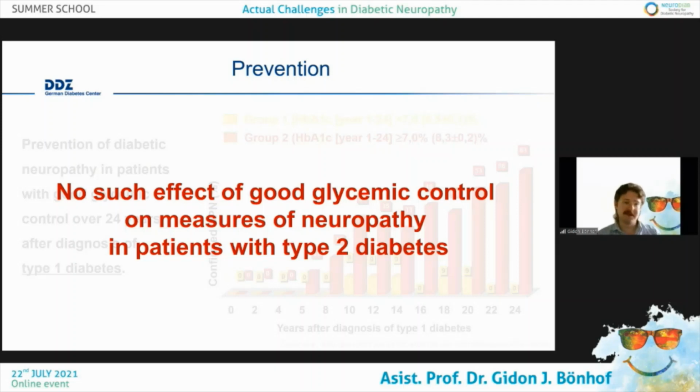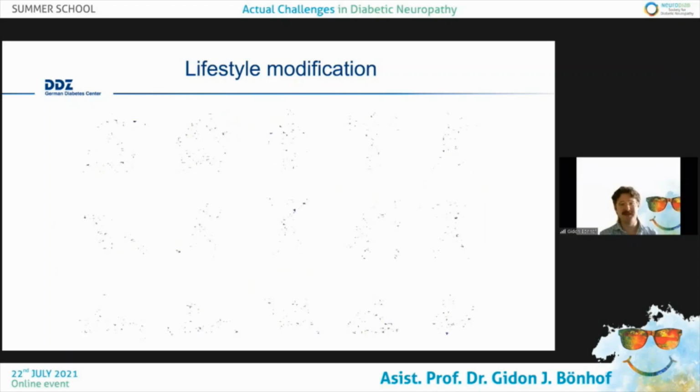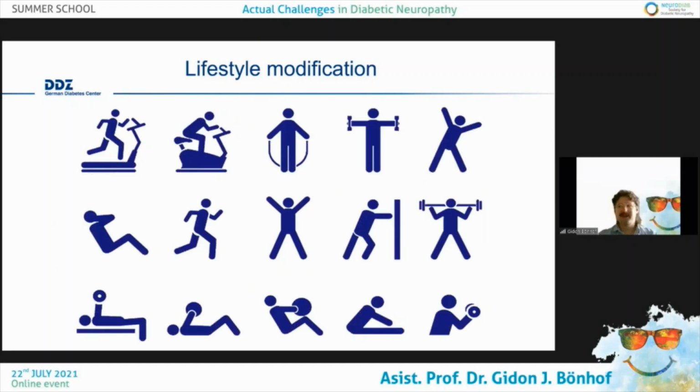But nevertheless, you need to remind patients to have good glycemic control. Causal treatment also includes lifestyle modification. And as you may guess from this slide, I'm going to talk about exercise in diabetic neuropathy. This is a topic that is quite controversial because it's not in the current guidelines and there are not enough studies, but I try to give you some hints in which directions the current evidence goes.